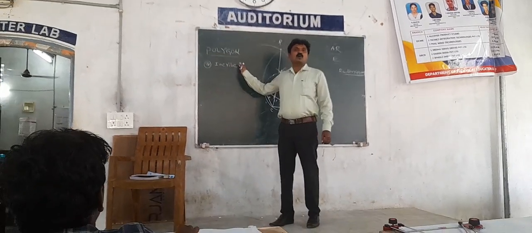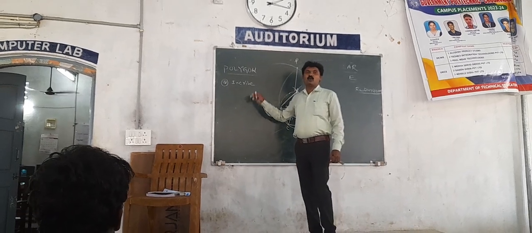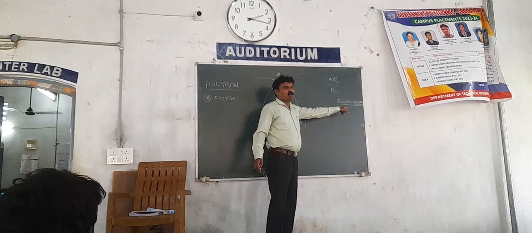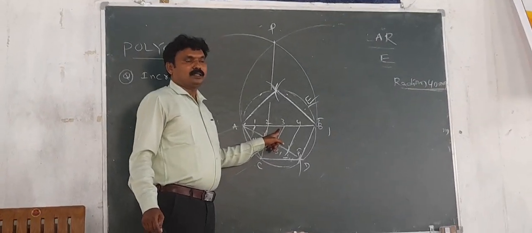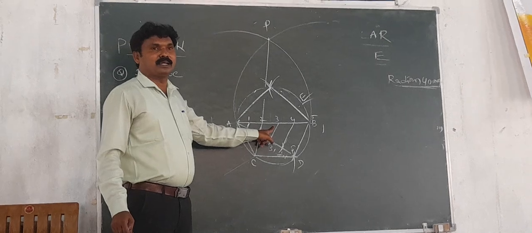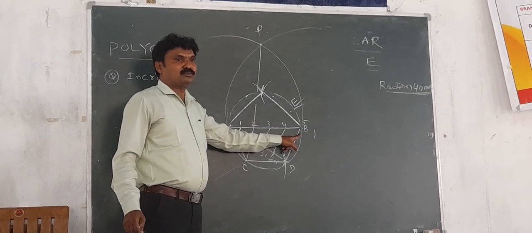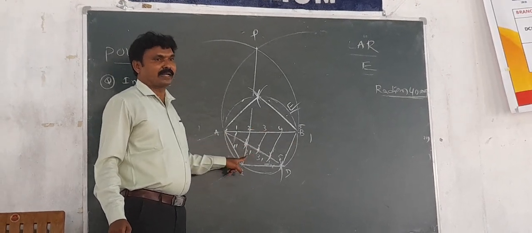Inscribe a regular polygon in a given circle. Step 1. Draw a circle with a given radius of 40 mm with the center O. On the circumference of the circle, draw the diameter line from any point to any point inside the circle.